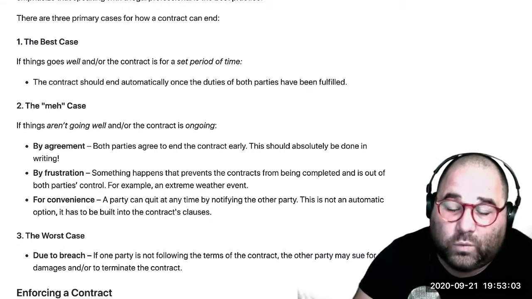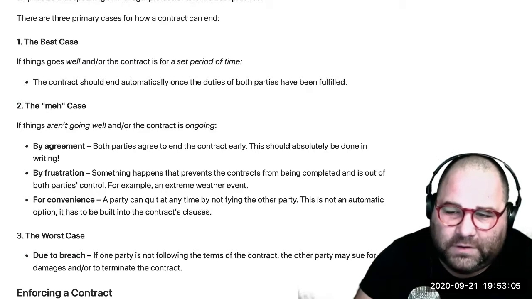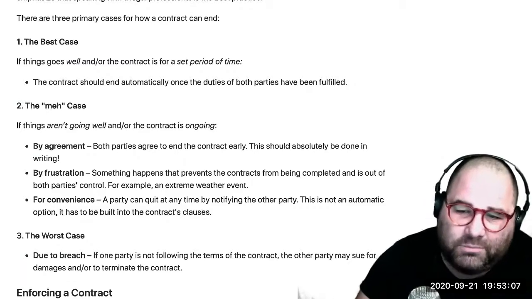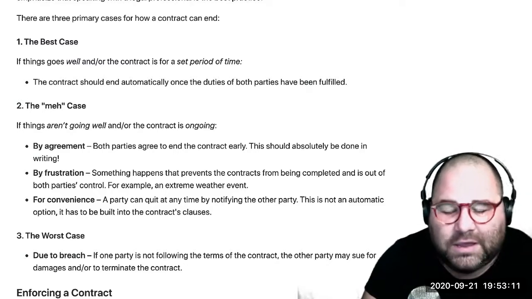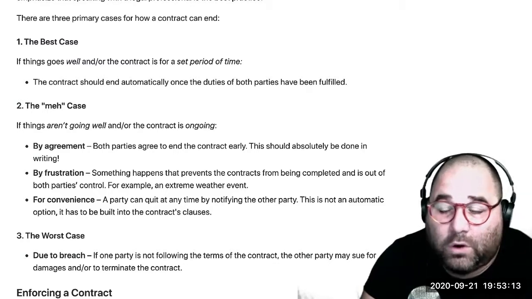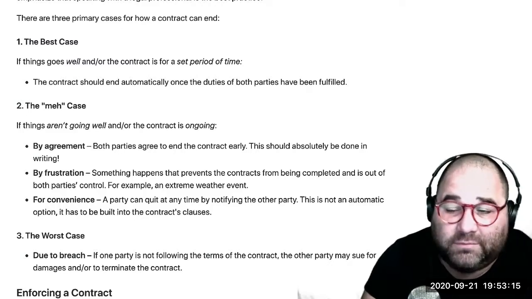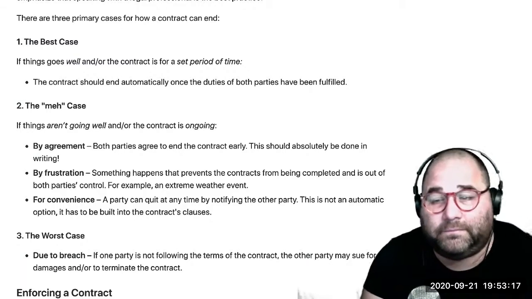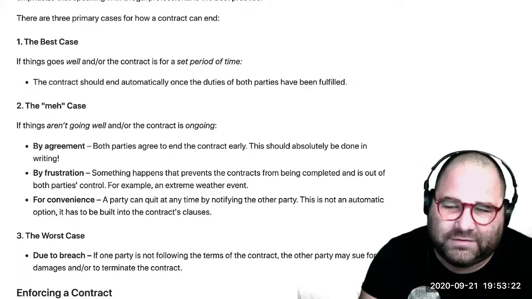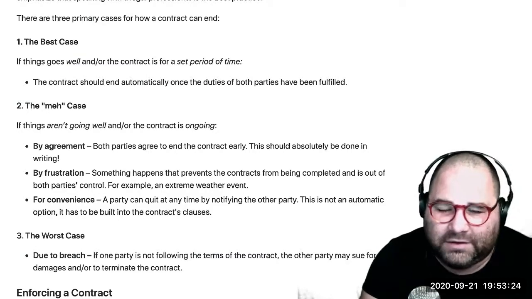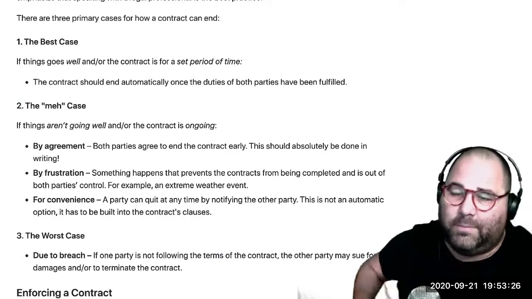So now let's talk about the worst case, the third one, due to breach. If one party is not following the terms of the contract, the other party may sue for damages, i.e. money, or to terminate the contract to get out of their responsibilities. So obviously we're not really going to talk about the best case very much. We're mostly going to talk about the meh case and the worst case. Those are the important things for you to know about with this class.